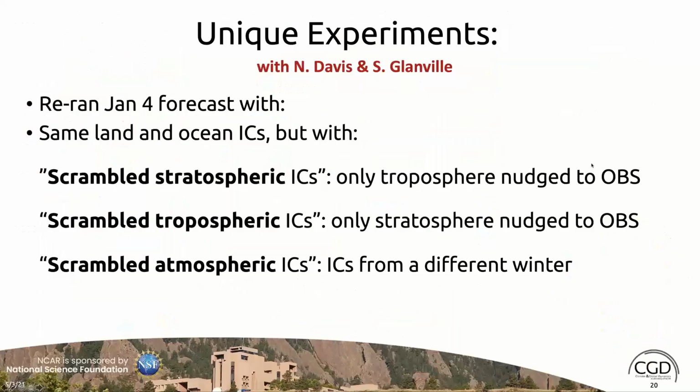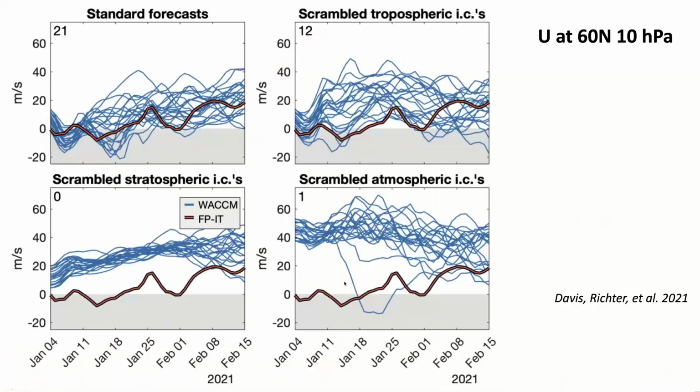But we decided to run just a few experiments and repeat the January 4 forecast. In the first one, we scrambled the stratospheric initial condition. So we only nudged the troposphere to observations and let the stratosphere evolve towards a climatological state, so we don't get very many sudden warmings there. Then we scrambled the tropospheric initial conditions, so only our stratosphere was realistic. And then we completely scrambled the atmosphere. Basically, we used an initial condition from a different winter which had a strong vortex and no sudden warmings. Here's a figure that illustrates that.